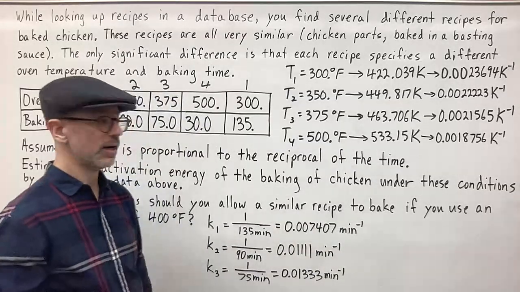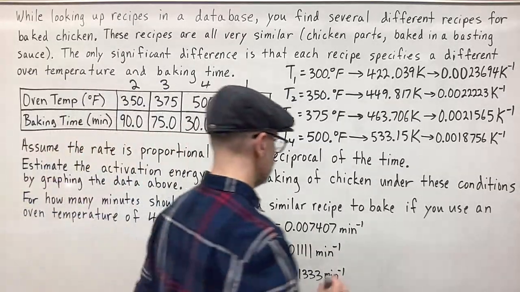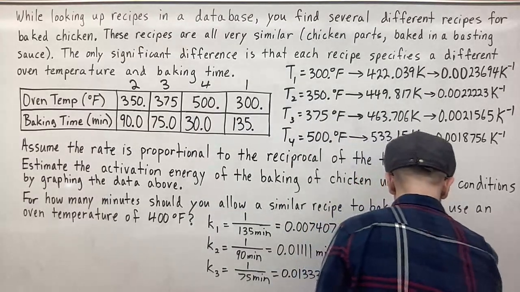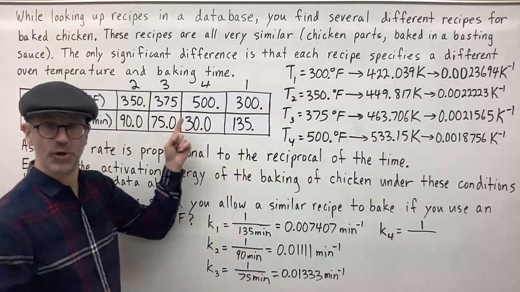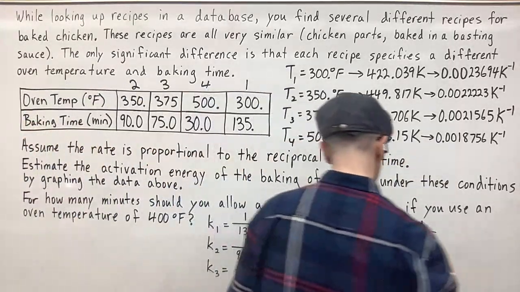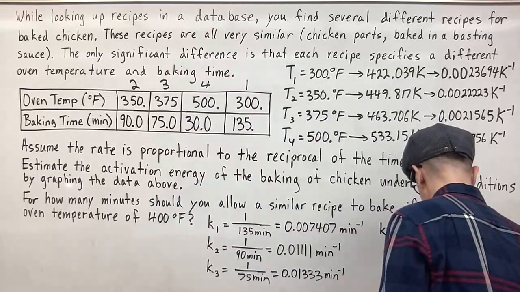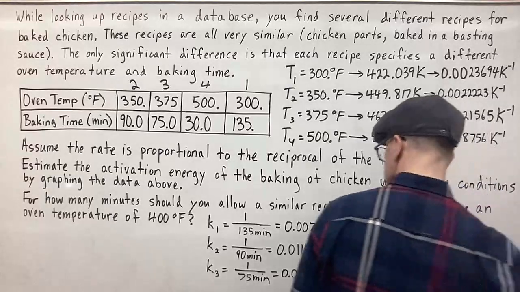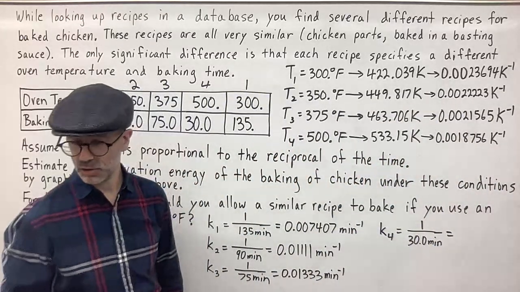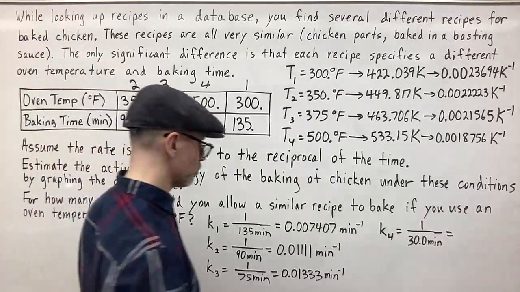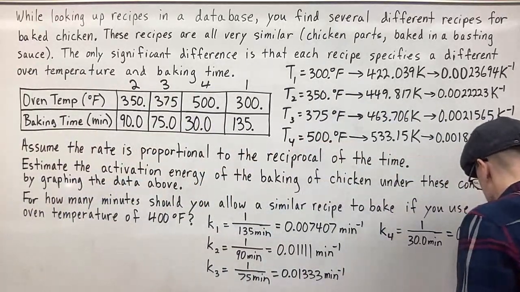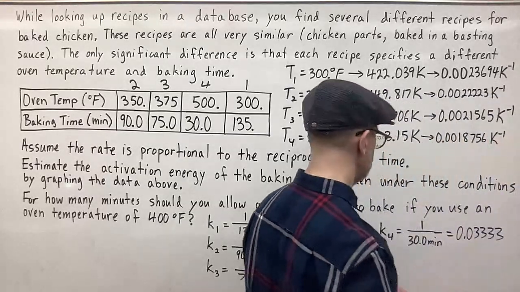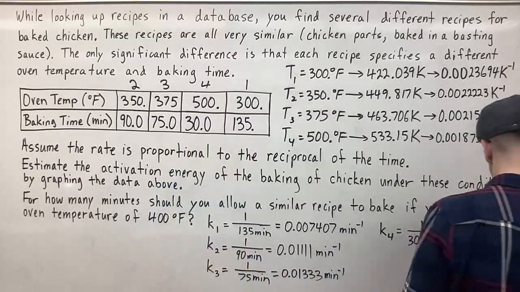And finally, we got number 4. So let's just do that over here. So K4 is going to be 1 over 30.0 minutes. Okay, and now that's going to be 0.03333, and that's per minute.